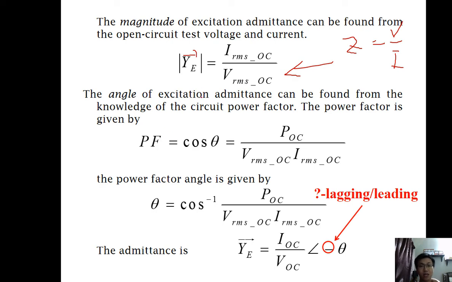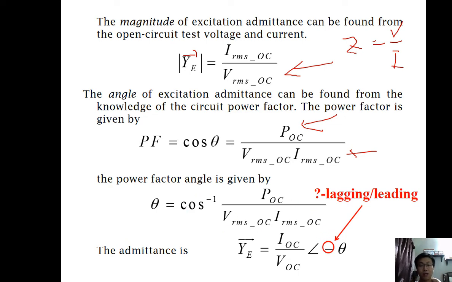So the angle of the excitation, the angle is the power factor, which is cos theta. The loss is the wattmeter reading, and then the voltage and the current that we apply in the secondary side or low voltage side. Then the power factor is like this.